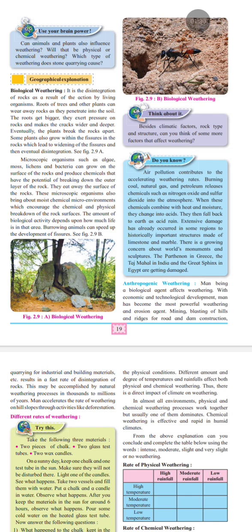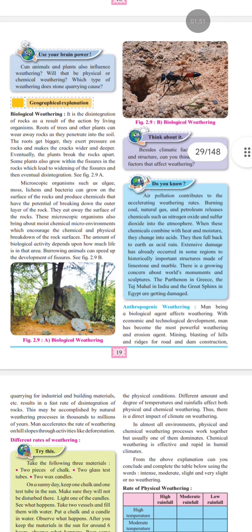Now, how do microorganisms break rocks? Small organisms such as algae, moss, lichens, bacteria can grow on the surface of rocks. They produce chemicals that can weaken and break down the outer surface of rocks. They can also create moist conditions that encourage both physical and chemical weathering. Next is burrowing animals. Animals such as rodents and other burrowing animals dig into the ground. Their activities can create or enlarge cracks and loosen the soil and rock materials. So this is also part of biological weathering. Therefore animals can also contribute to weathering. You can see figure 2.9 B, biological weathering.